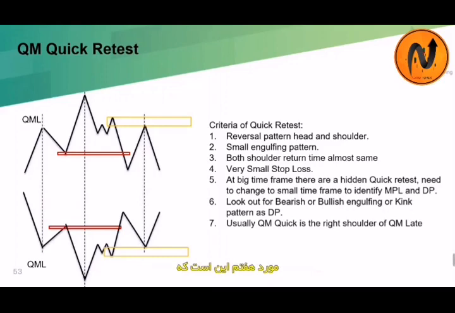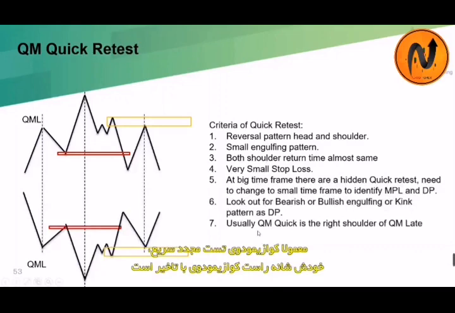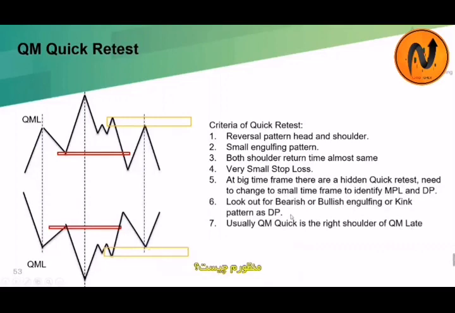So the seventh criteria is that usually, Quasimodo quick is the right shoulder of Quasimodo late. What I mean is that this type of quick retest is a smaller one, so I'm going to explain here. Bear with me. Let's assume we have something like this. This is a big Quasimodo. So the quick retest usually happens over here.